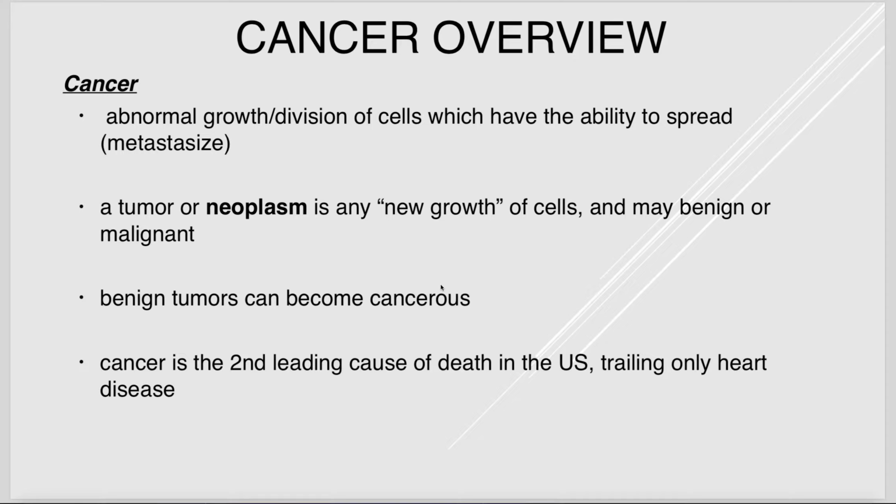Okay, then we spent some time talking about cancer. Cancer is just abnormal growth or division of cells that have the ability to spread. They have the ability to metastasize. Now, a tumor is the same thing as a neoplasm. Neoplasm just means new growth, and tumors can be benign or malignant. The difference is malignant tumors have the ability to spread. Now, benign tumors can become cancerous in the case of things like polyps, but it doesn't mean they're going to become cancerous.